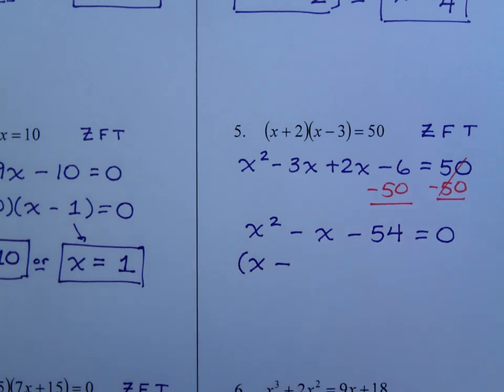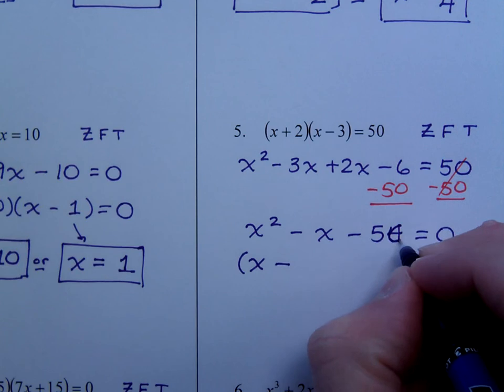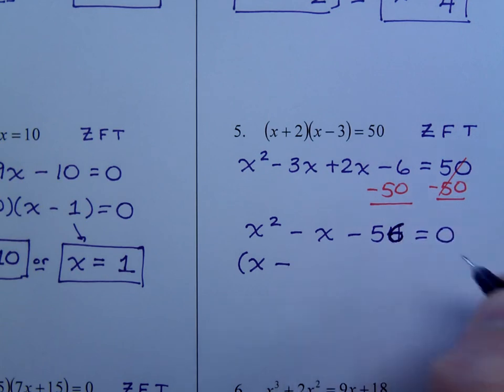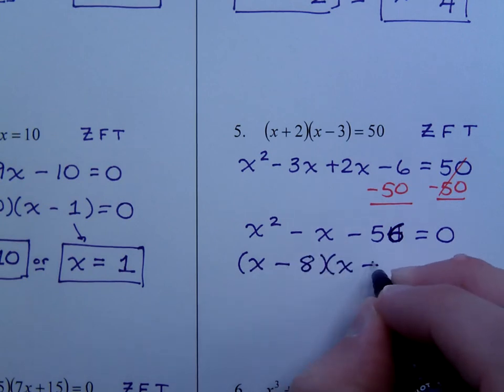Well, this guy doesn't really factor for us, does it? I think I did something wrong. Well, I have no problems making mistakes. I see a mistake right now. How did I get 54? And why'd you guys not stop me? Well, that's supposed to be a 56. And so now this guy factors as x minus 8 times x plus 7.